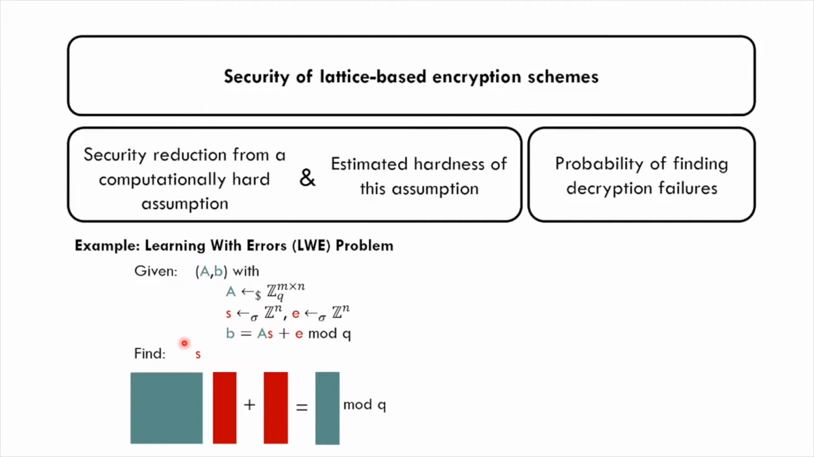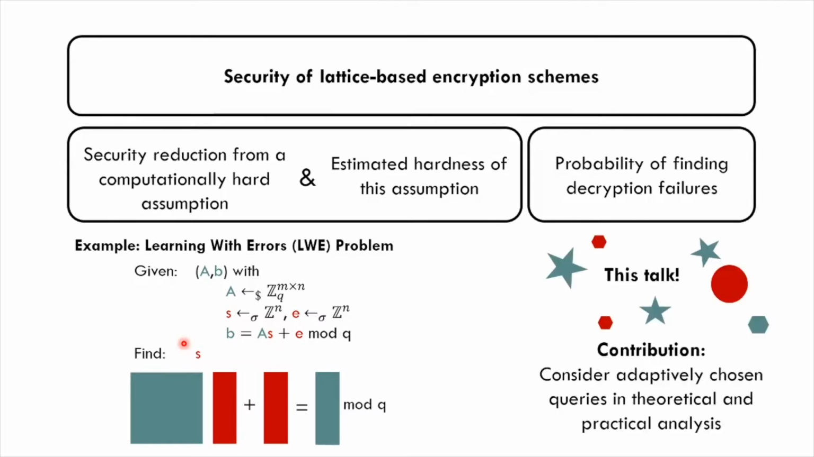Interestingly, the security of lattice-based encryption schemes also relies on the probability of finding a decryption failure. Calculating this failure probability is the topic of this talk. In particular, the contribution of our paper is to consider the information that is gathered by adaptively asking queries, and we consider this in both the theoretical and practical analysis.